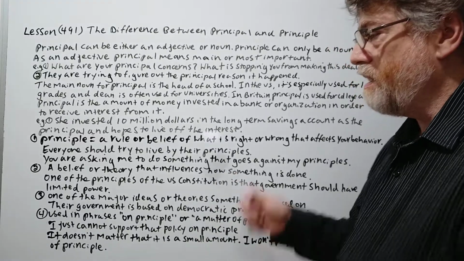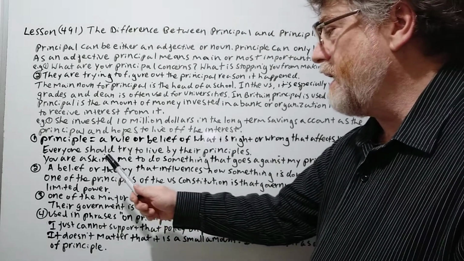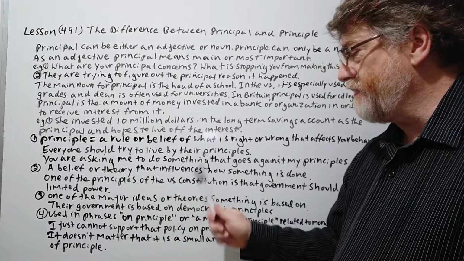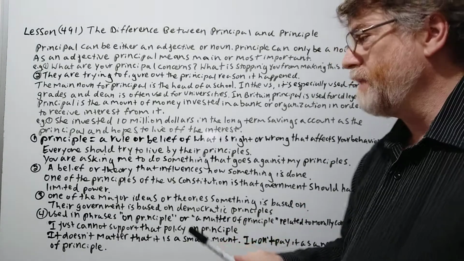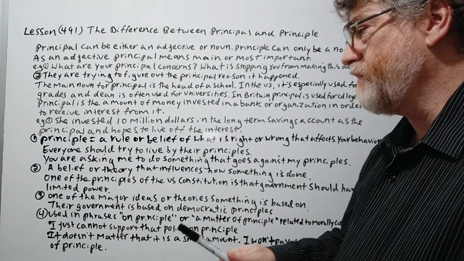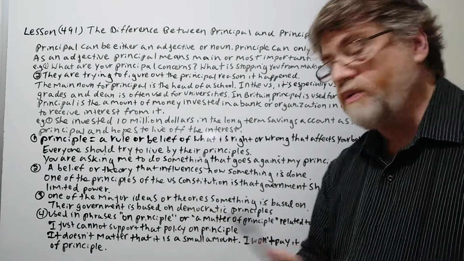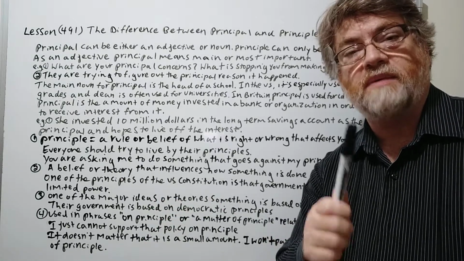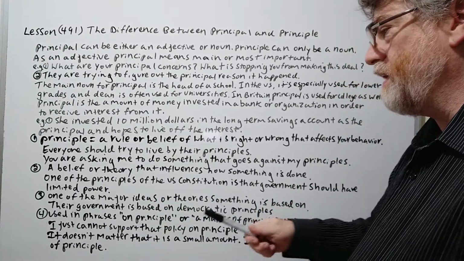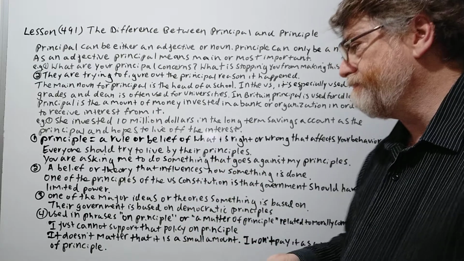All right, here's the second use that we have with LE. A belief or theory that influences how something is done. Okay, and we have one example for this one here. One of the main principles of the U.S. Constitution is that government should have limited power. So that's one of the main beliefs or theories that influences it.